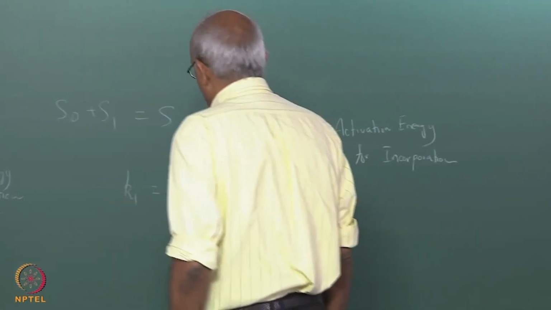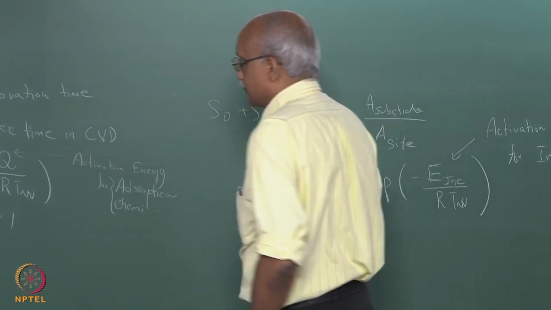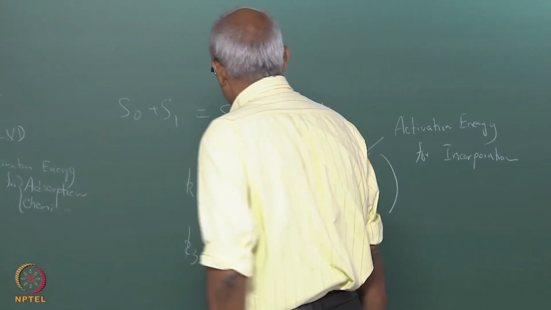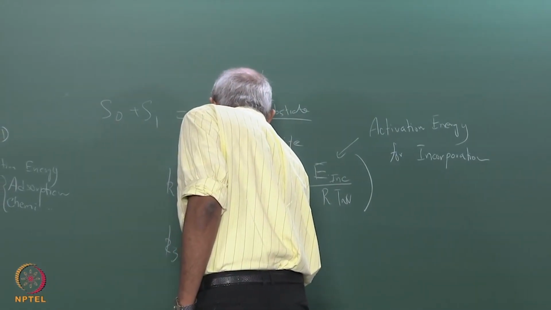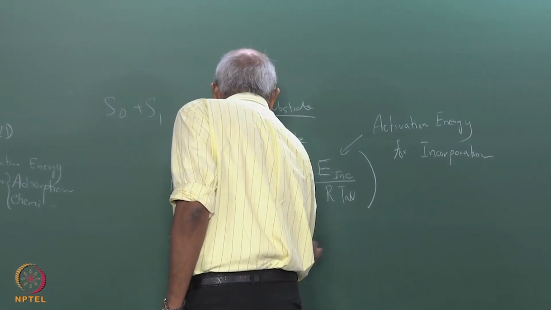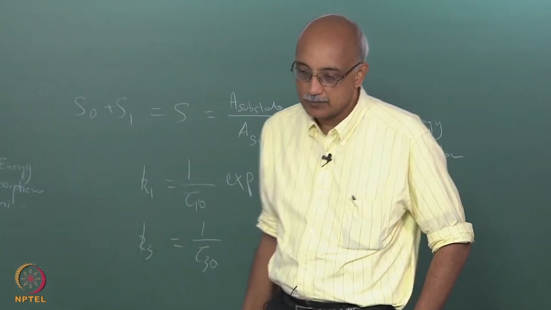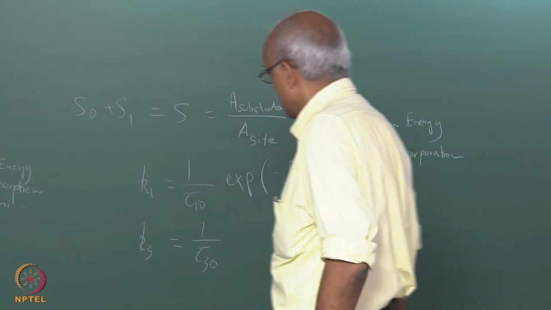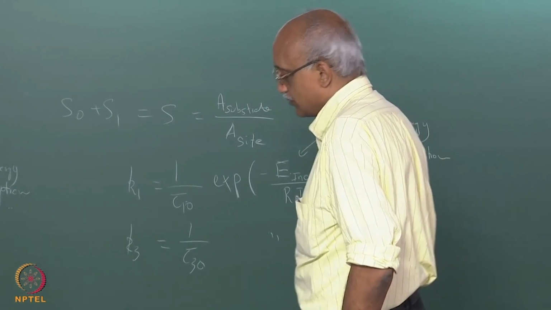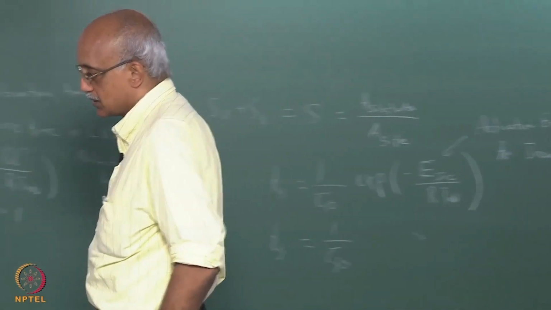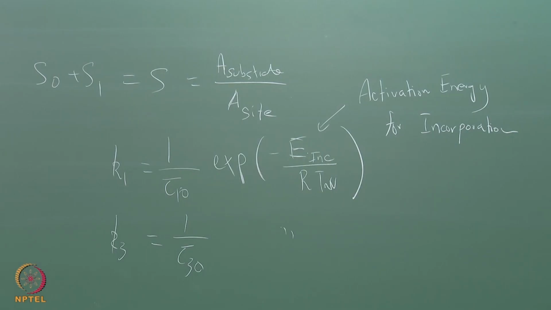And similarly, we can take K3 as being equal to 1 over tau 3 0 times the same exponential parameter, and where this tau 30 is defined as a characteristic time for desorption of an adsorbed molecule on the surface.